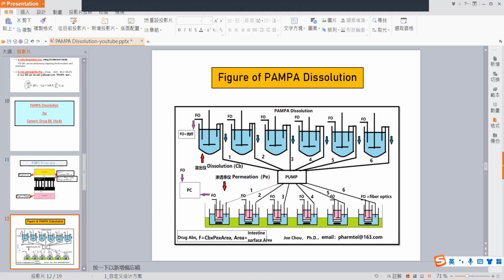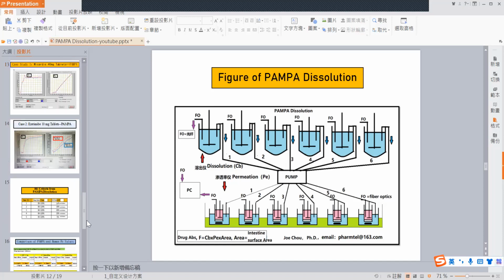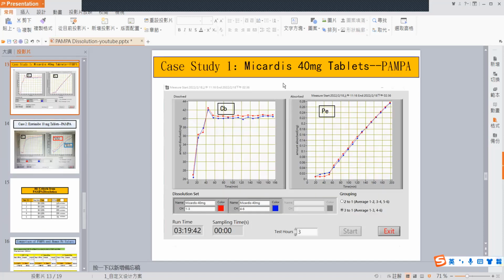Okay, so we can see now the outcome of the case 1 study, which is Micardis 40 milligram tablet. The generic name is telmisartan 40 milligram tablet. As you can see, the left graph is the CB. That means the drug dissolution. And the right graph is PE. That means permeation.